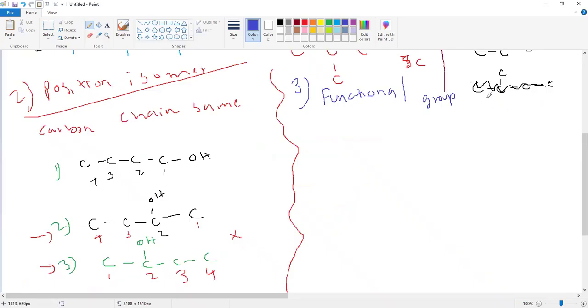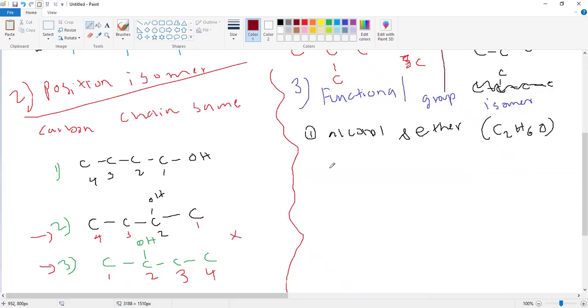Functional group isomer means two different functional groups. Here the molecular formula is the same, but it will have two different functional groups, and those functional groups are isomers. The pairs are like alcohol and ether. Now we'll take the molecular formula. Look at this: C2H6O. This is the molecular formula. That's how in the questions they will give the molecular formula. You have to find the organic structure.